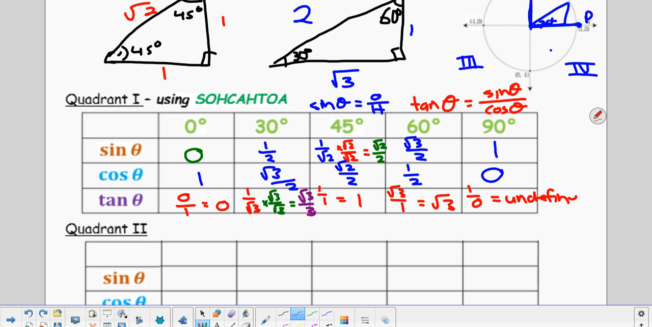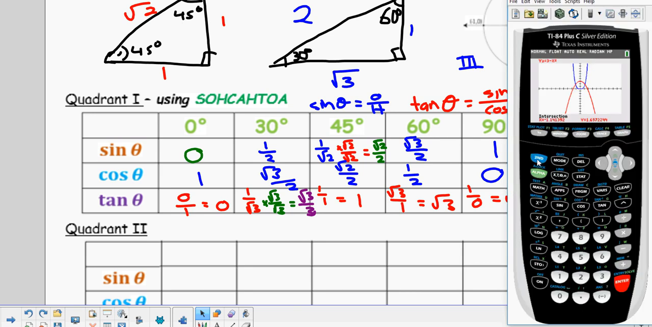Let's check with our calculator. Feels a bit weird, does it? Let's try it. 1 divided by 0 is what? It's error. So you've done it already. Okay, good on you. Why do we get that for tan of 90?